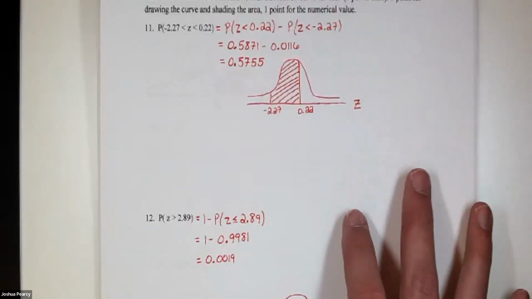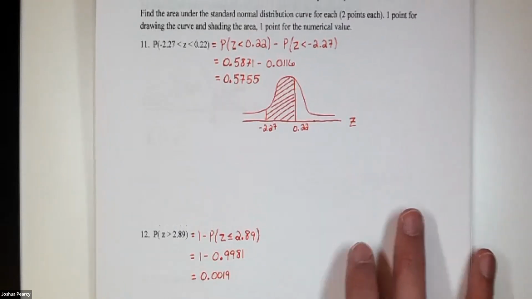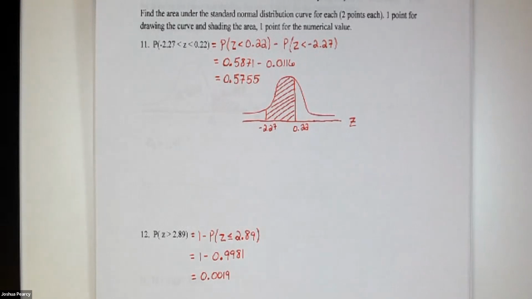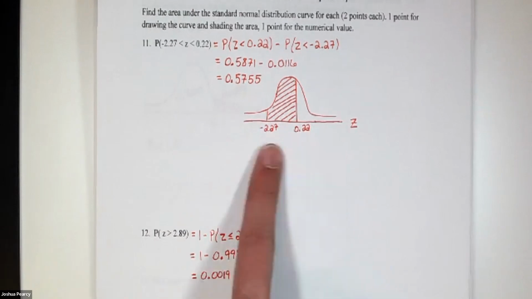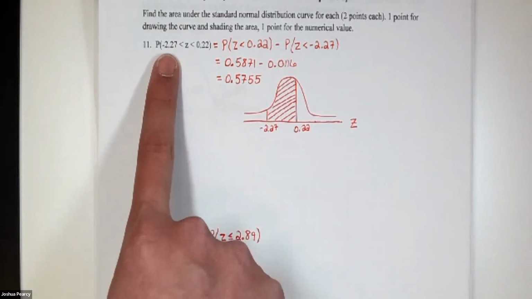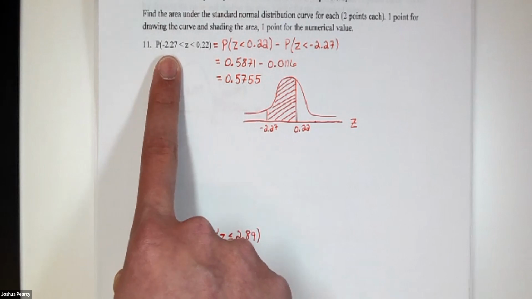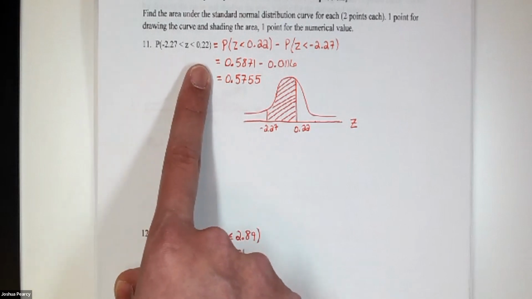I'd never put these on the exam before, and I saw it on someone else's, so I thought I'd put them on here because they're kind of easy. Find the area under the standard normal distribution curve for each, 1 point for drawing the curve and shading the area, and 1 point for the numerical value. So all you have to do is draw the z curve and then look at the area that you're interested in. So you're interested in the area between the z-scores of minus 2.27 and 0.22.